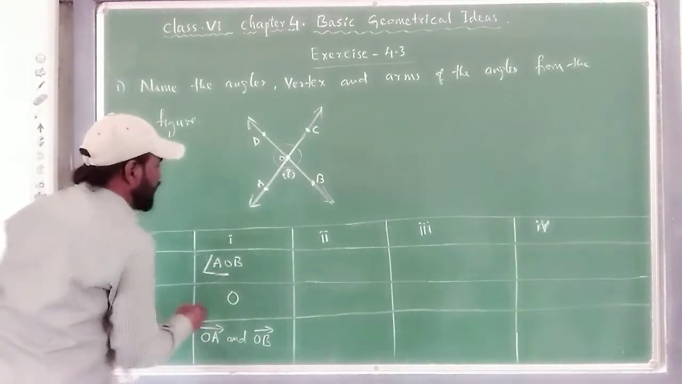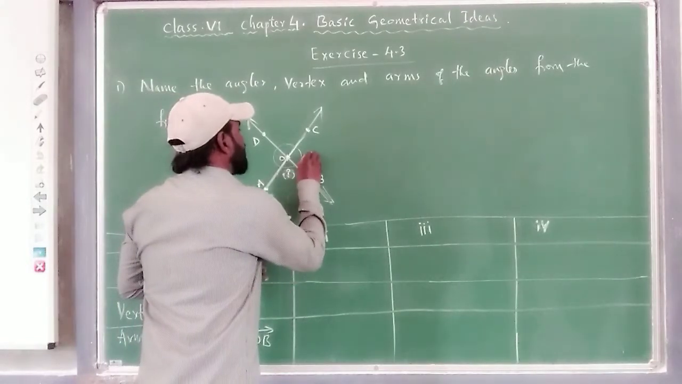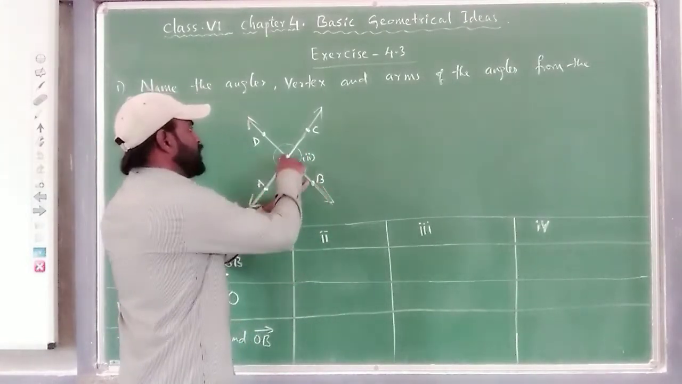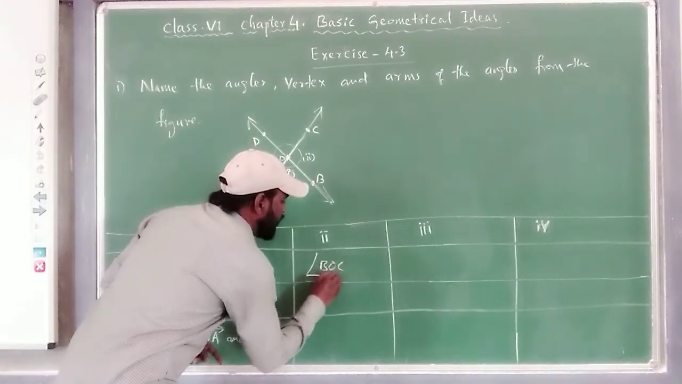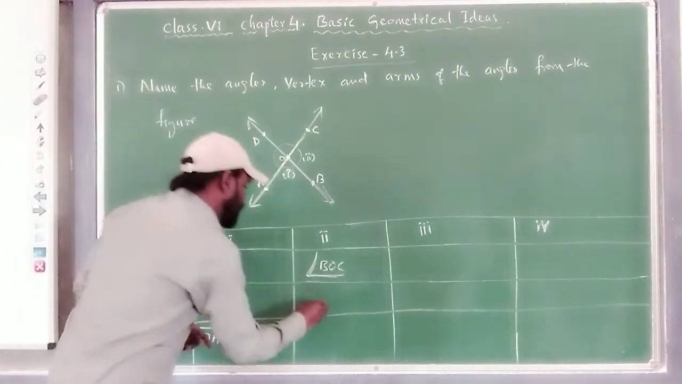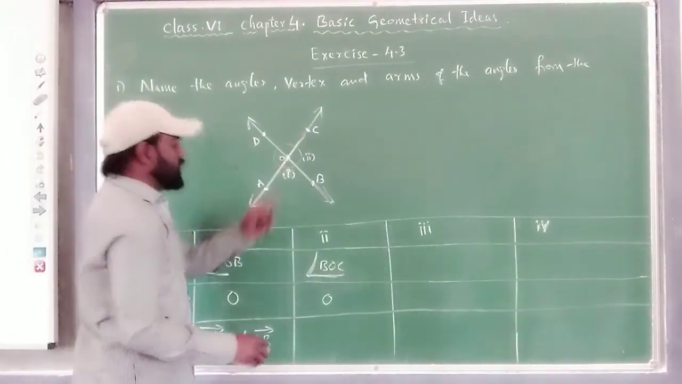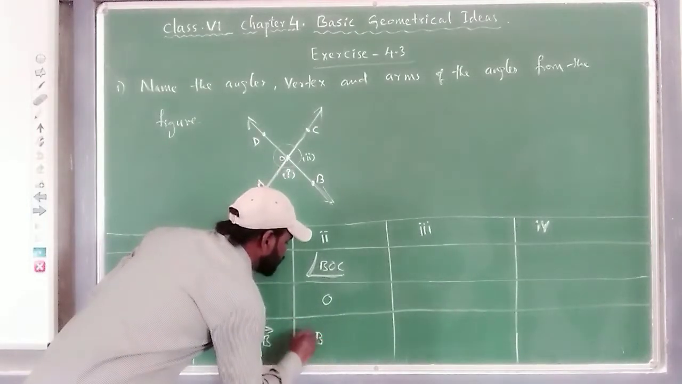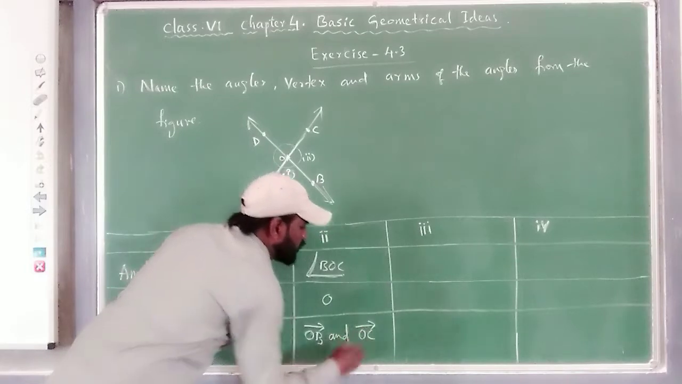In a similar way, we move anti-clockwise through the other angles. The next angle is the second one, BOC. In angle BOC, what is the vertex? The vertex is O. What are the arms? OB is one arm and OC is the other arm. These are the two arms.